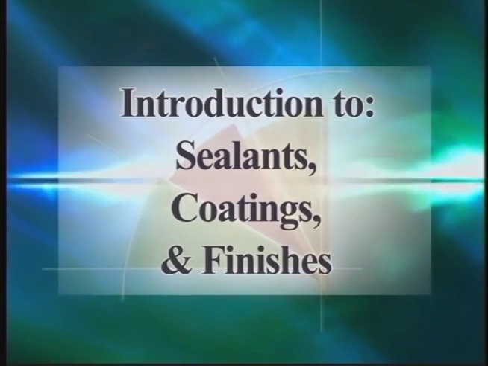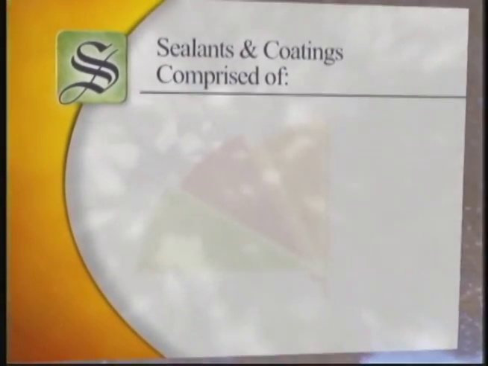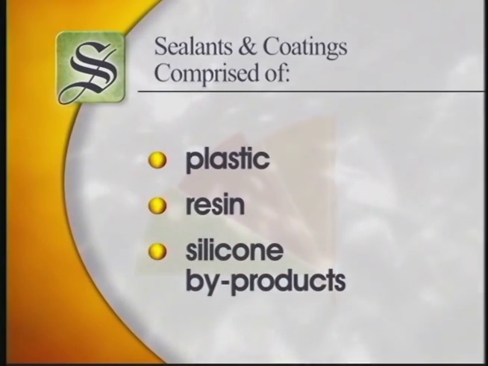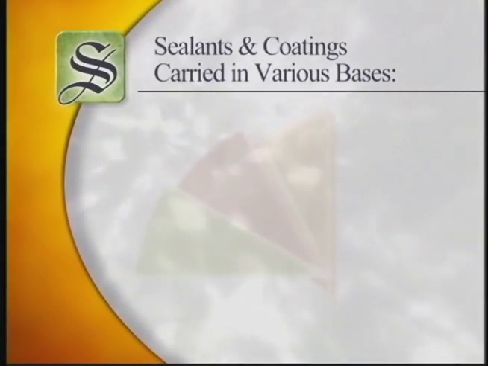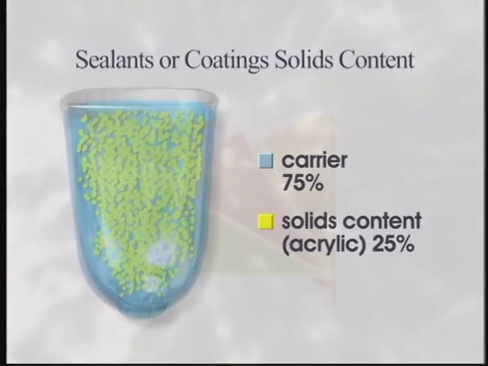Introduction to sealants, coatings, and finishes. An understanding of what sealants and coatings are and how they work is critical in order to select the best system for the project. Sealants and coatings can be comprised of plastic, resin, or silicone byproducts and are normally carried in various bases, including water, solvent, and mineral spirits. The amount of solids content in a sealant or coating is expressed as a percentage. For example, 25% solids acrylic is 25% solids and 75% carrier.